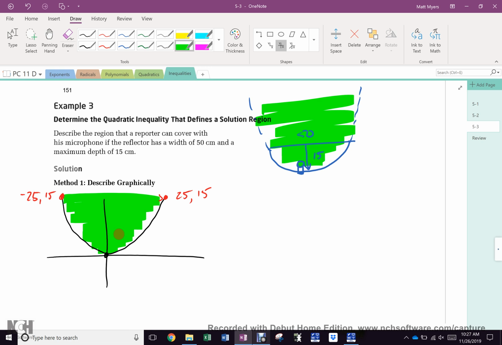Look at Aiden. Is he more than 25 centimeters away from me? Yes or no? Is he more than 15 centimeters away from me? So would my microphone record Aiden right now? Would my microphone record Aiden right now? That goes further than that. That's just how big a reflector is. I'm asking you that. It's not a semicircle.